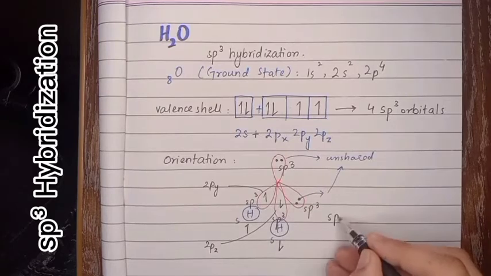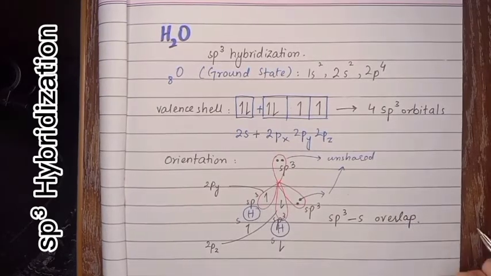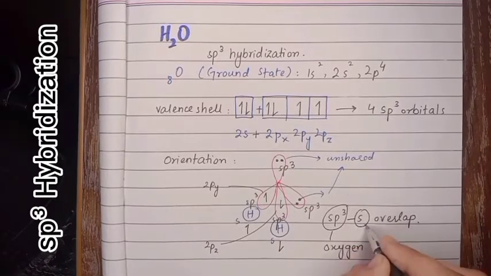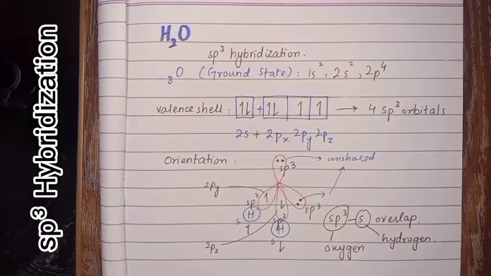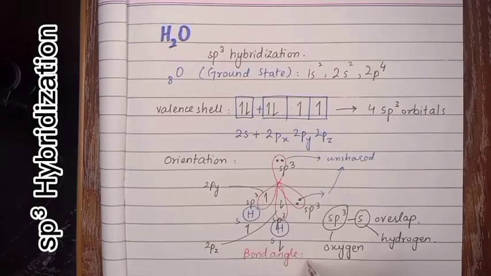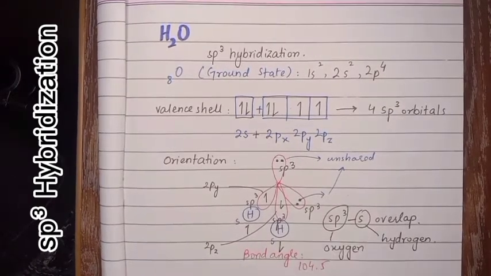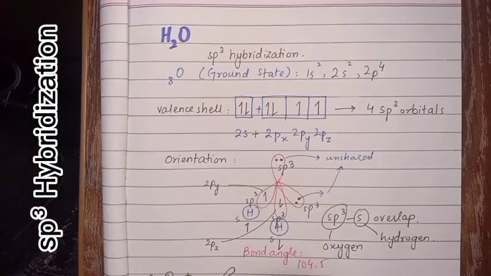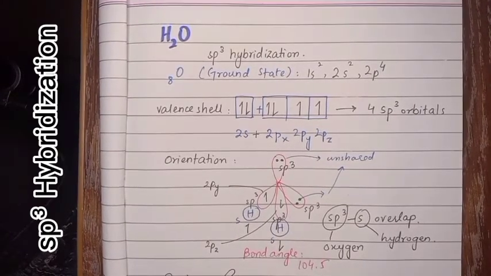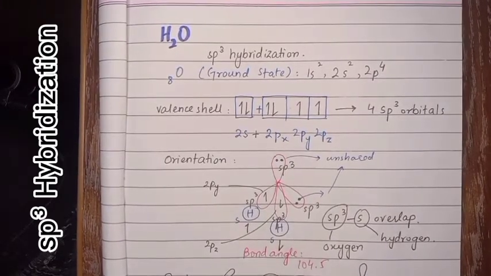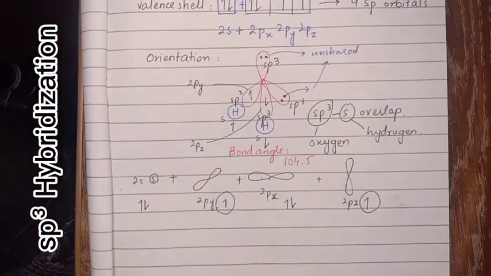So here the oxygen has 4 sp3 orbitals. 2 of them will combine with the s orbital of hydrogen, and there will be an sp3-s overlap because sp3 is combining with the s orbital of hydrogen. There is an overlapping here. Repeating my point, sp3 hybridization occurs only in the central atom, oxygen in this case, and then 2 of the sp3 hybridized orbitals will overlap with the hydrogen s orbitals.